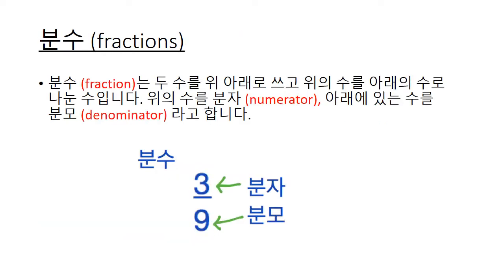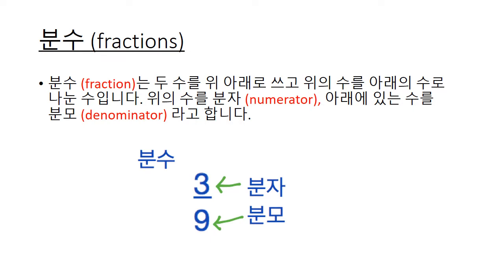First, let's take a look at the definition of 분수. 분수는 두 수를 위아래로 쓰고 위의 수를 아래의 수로 나누는 수입니다. 위의 수를 분자, 아래에 있는 수를 분모라고 합니다. So, 분수 in English we now know is called a fraction. The 분자 and 분모 of the fraction are the numerator and the denominator.